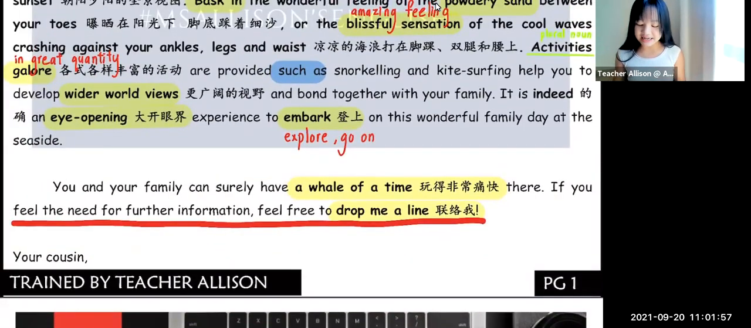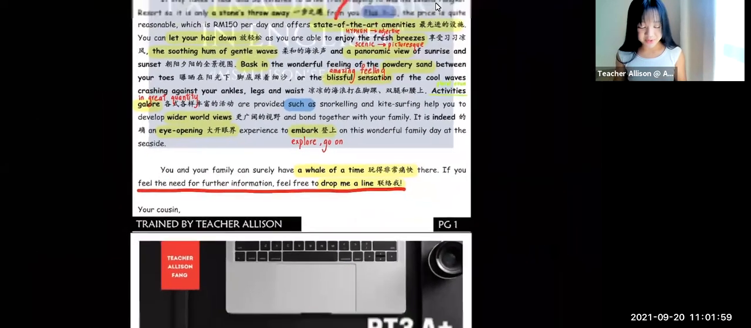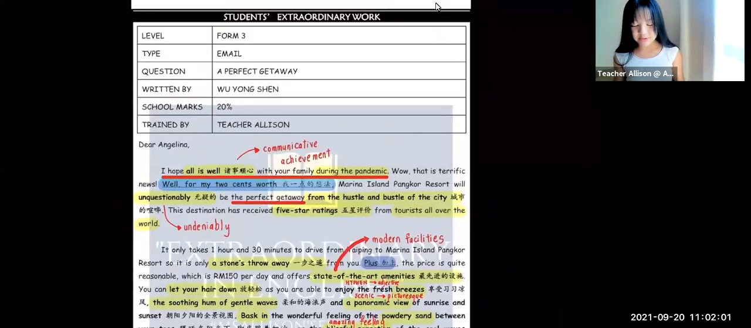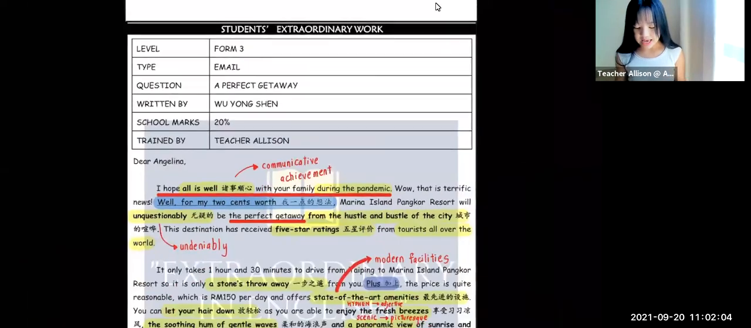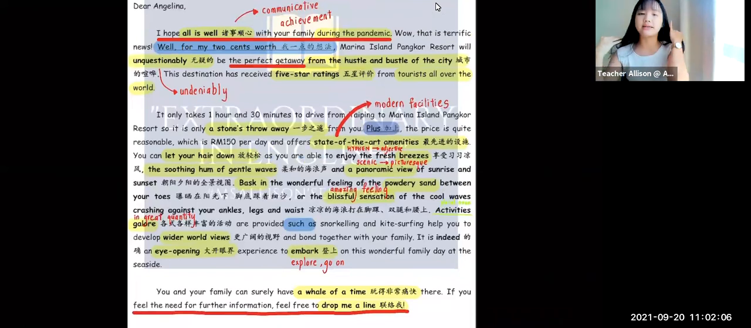So this is the entire essay written by my student Yongshen, and he attained 20 marks for the entire essay. So as y'all can see here, if we zoom out in the entire thing, there's linker, there's communication, there's vocabulary, there's idiom, and there's phrases. If you really look at the entire essay.